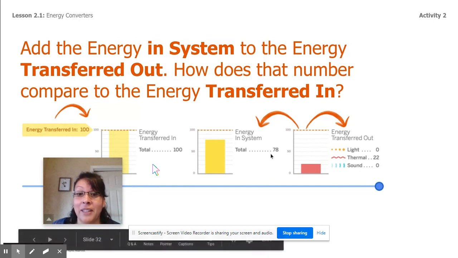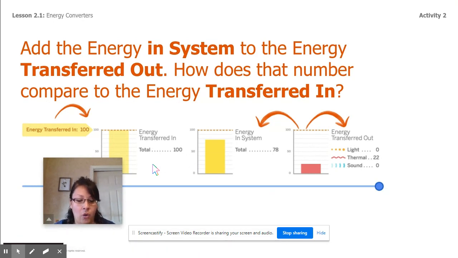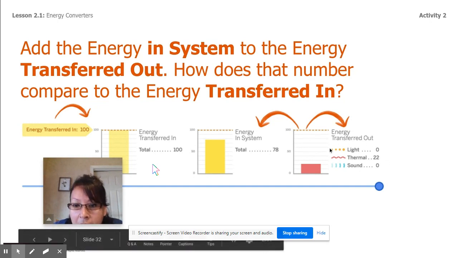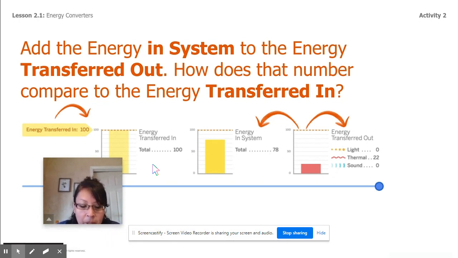You're right, it's the same. 78 plus 22 equals 100. So the energy transferred in is 100. So I want to show you the orange, red, and blue keys right here. They represent the three forms of energy. Light is going to be orange, thermal is going to be red, and sound is going to be blue.